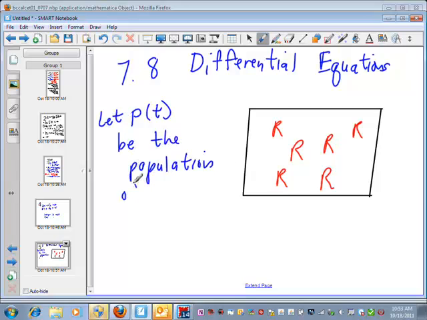To the population of rabbits at time T. What's going to happen to P of T? It's going to increase, right? It's going to increase. How? Exponentially. That's what we want to prove. That's exactly right.